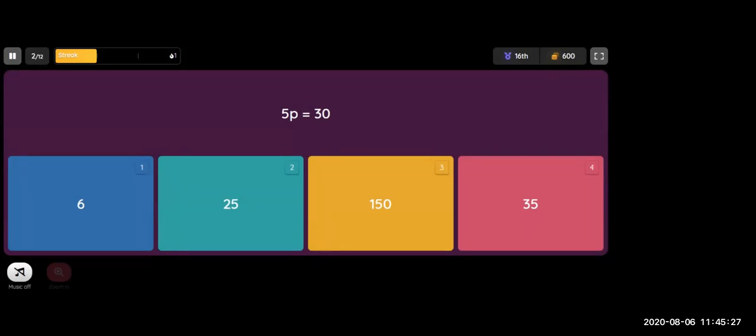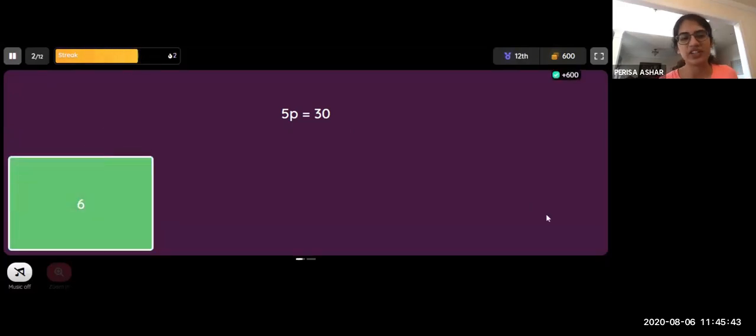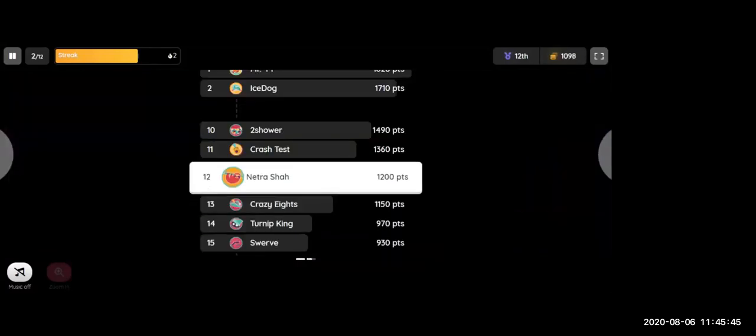Next question: 5p equals 30. Gurjab got that right first. As you understood from the last problem, you just divide both sides by 5, and 30 divided by 5 is 6, so p equals 6. Good job, Gurjab. You answered that first, so you get another 10 points.